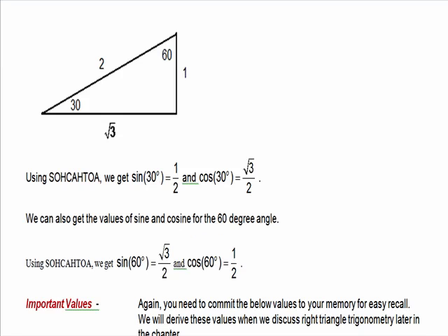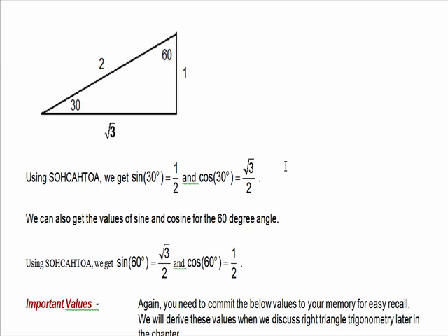So now using SOHCAHTOA, the sine of 30, remember sine is opposite over hypotenuse, so find my 30-degree angle. Opposite 30 is 1, the hypotenuse is 2. So the sine of 30 is 1/2. Cosine of 30 degrees is the adjacent over the hypotenuse, so adjacent to the 30-degree angle is the root 3. The hypotenuse is 2, so the cosine of 30 degrees is root 3 over 2.